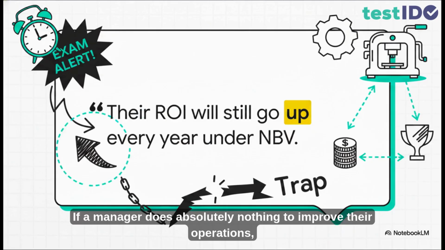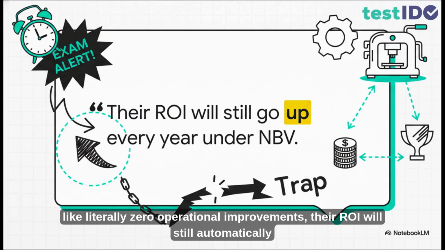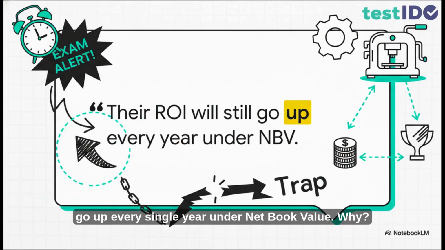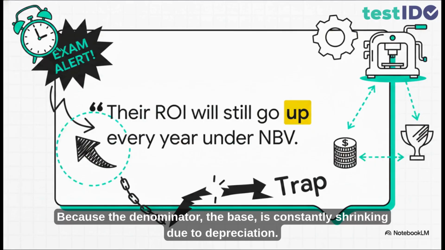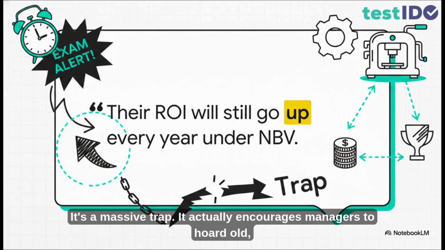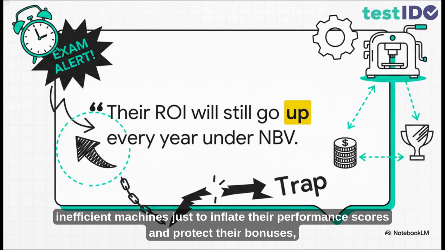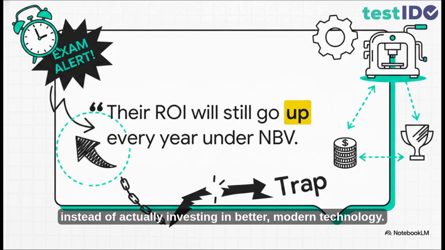Listen to this. If a manager does absolutely nothing to improve their operations, like literally zero operational improvements, their ROI will still automatically go up every single year under net book value. Why? Because the denominator, the base, is constantly shrinking due to depreciation. It's a massive trap. It actually encourages managers to hoard old, inefficient machines just to inflate their performance scores and protect their bonuses, instead of actually investing in better, modern technology.